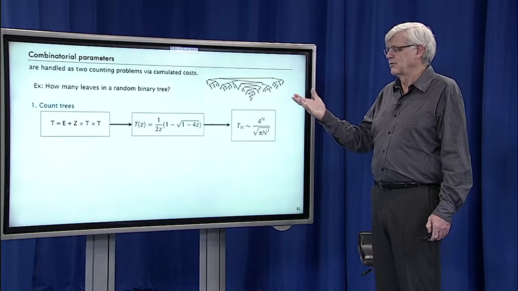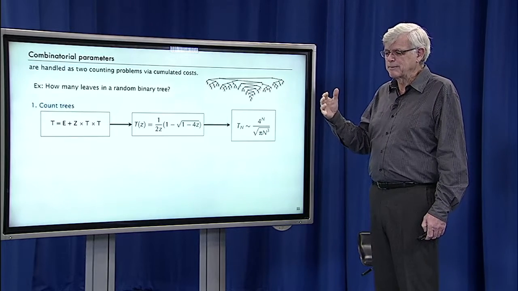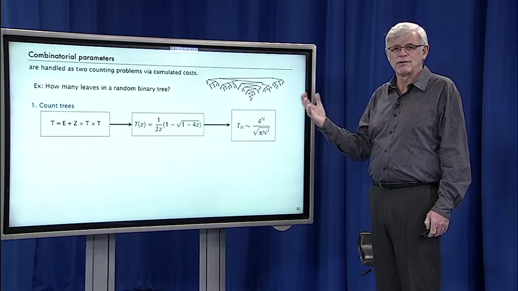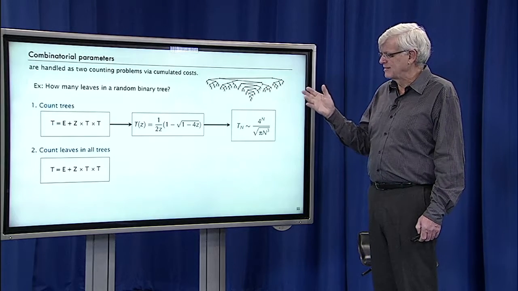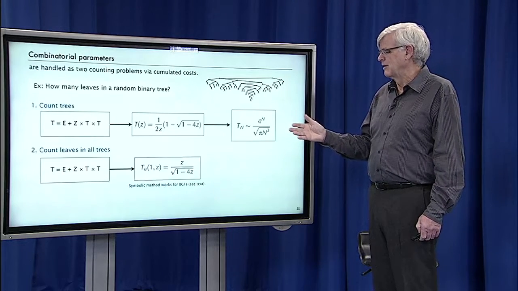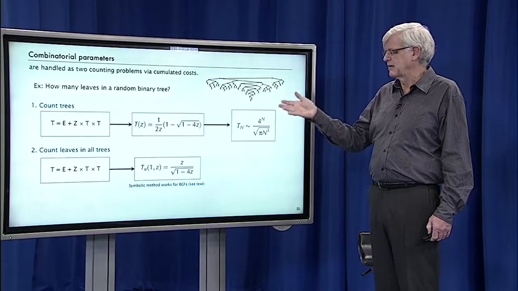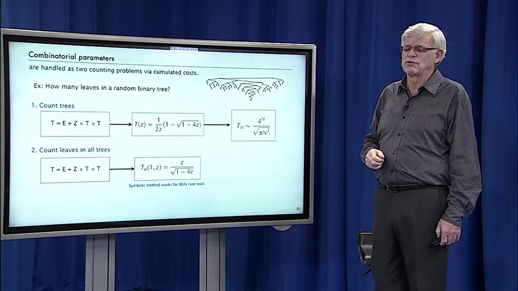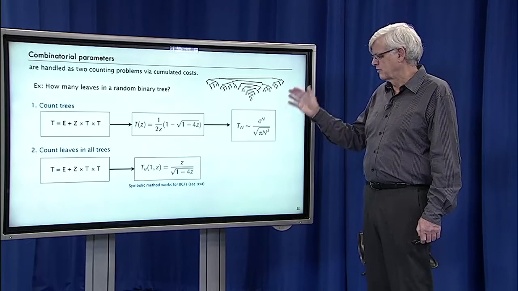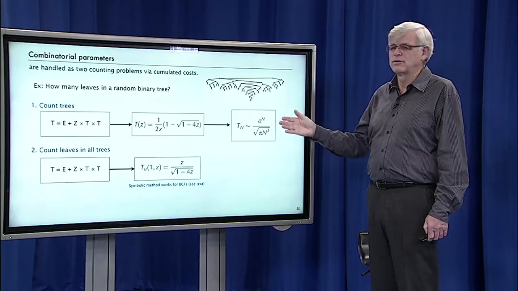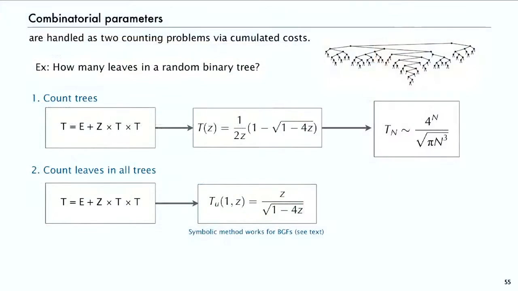But it turns out that the symbolic method works for bivariate generating functions. So the same construction will give an explicit equation for the total cost. So that's the leaves in all trees. You just keep track of the leaves in another variable, and the same construction follows through, and then we differentiate and evaluate at 1 to get the leaves in all trees the way that we did before.